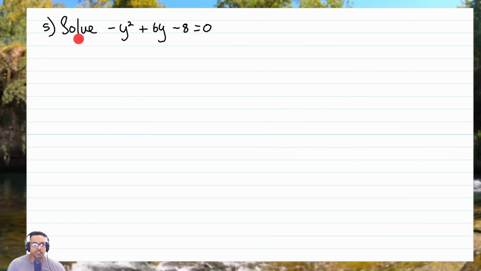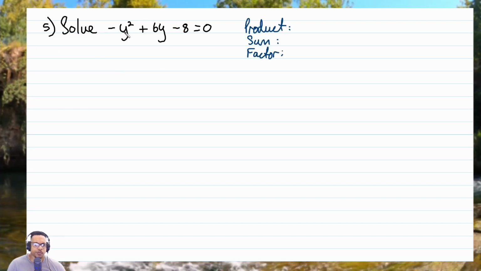So in this question, we have to solve negative y squared plus 6y take away 8 is equal to 0. So again, we'll factorize this quadratic first. So my product will be multiplying my first term by my last term, once it's arranged where we have the term in y squared first, then the term in y, then your constant. So negative y squared by negative 8 would give you positive 8y squared. My sum would be my middle term, which is positive 6y.